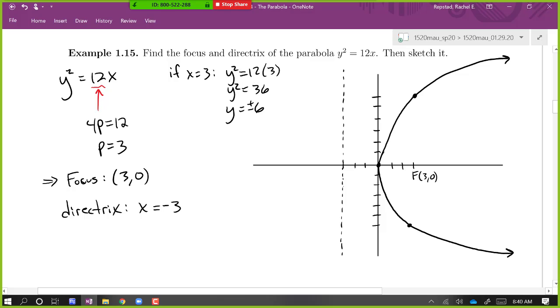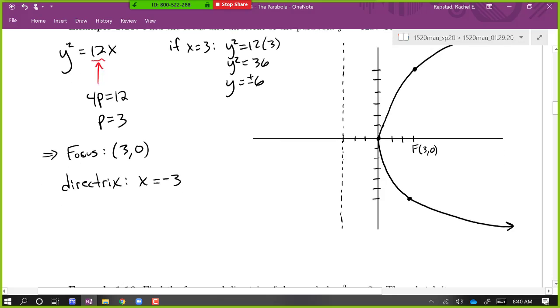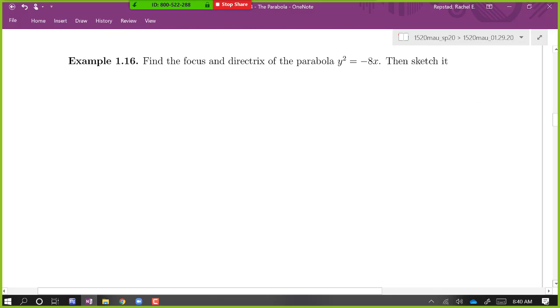Are there questions on this example? All right. Let's do another one. This time they gave us the equation y squared equals negative 8x.